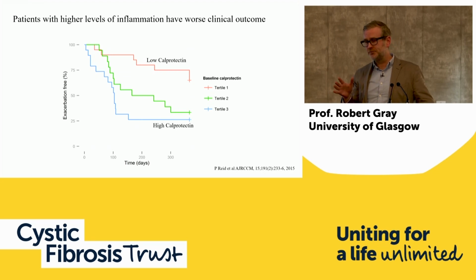So I'm going to talk about inflammation, and then potentially how we can go from inflammation to tissue repair, which is a really big subject for 10 minutes. But the first thing to say is, why is inflammation important in CF? Well, it's important because we know that people with higher levels of inflammation have a worse clinical outcome. Here we're looking at the serum marker calprotectin, and people with a higher level of calprotectin exacerbate much sooner than people with a low level of calprotectin.